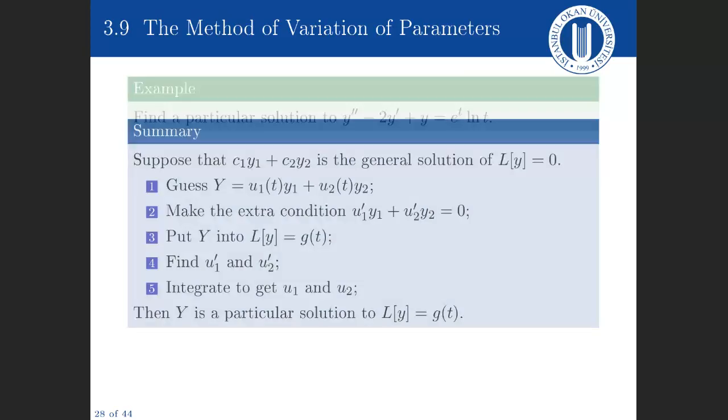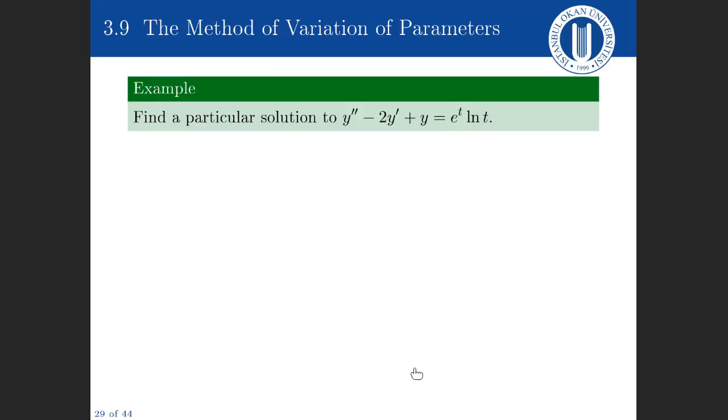Let's do an example. Find a particular solution to y double prime minus 2y prime plus y is equal to e to the power t, natural logarithm of t. Natural logarithm is not a nice function. If we differentiate natural logarithm, we get 1 over t. We don't get the same type of function. So we can't use the method of undetermined coefficients. We need to use the method of variation of parameters.